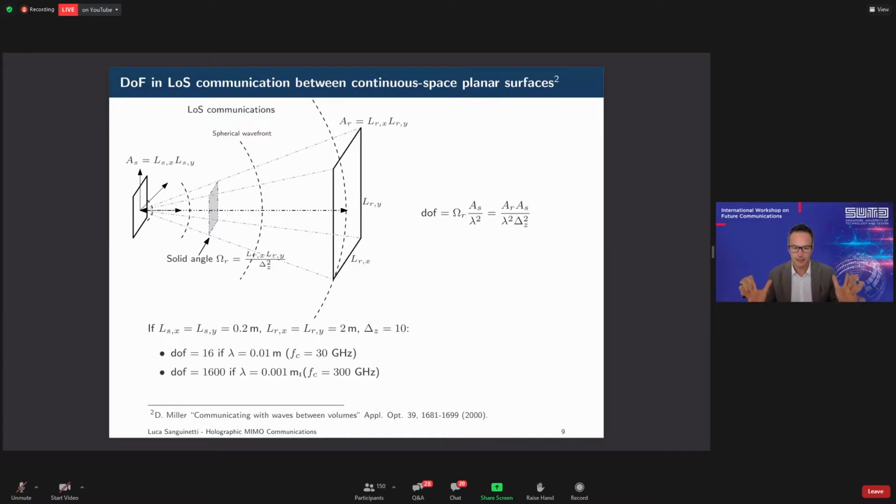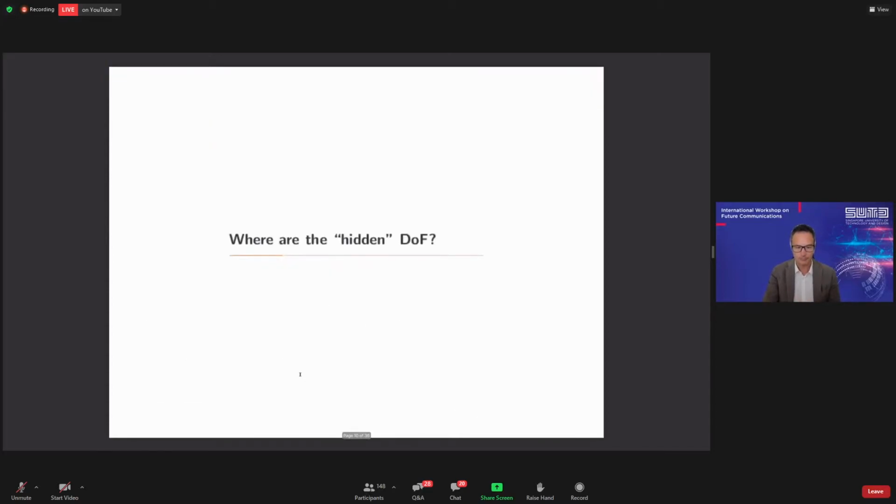In a line of sight scenario, by using classical channel models in wireless communications, we have only one degree of freedom. We can only transmit a single data stream. But if we use more accurate models from electromagnetic theory, we can gain and transmit many more data streams. And when I say many more, it depends on the frequency you are operating the system. So why are we not able to exploit the DOF of the system when we use, for example, the classical line of sight MIMO channel model?